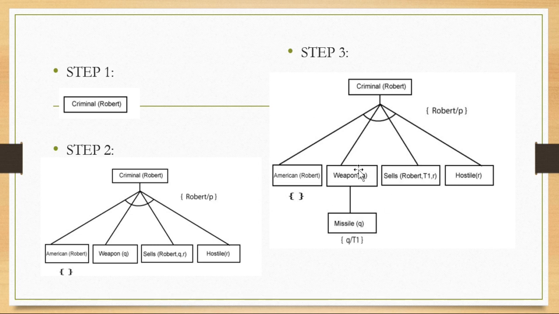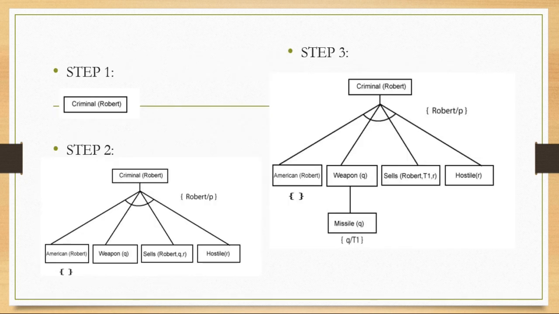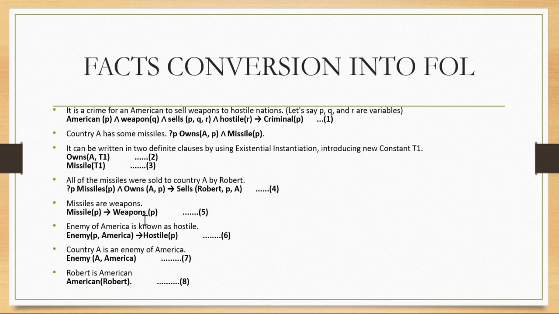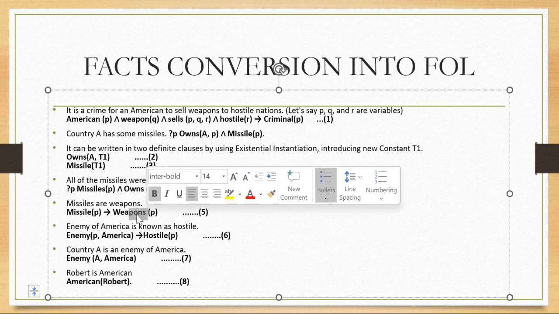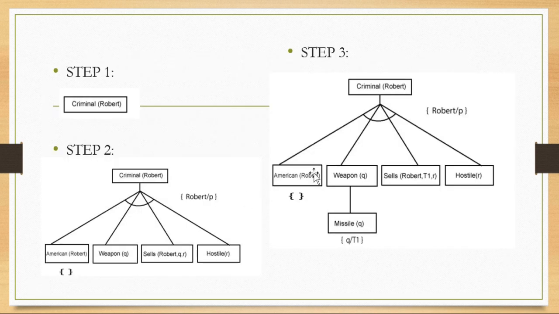Next, is there any single American(Robert) on the right-hand side? No, right? There is no single American(Robert) on the right-hand side. Next we check for Weapon. Is there any single Weapon? Yes, Weapon is there. It gives Missile, right? So we update Missile in Weapon. Then we check for Sells, and then we check for Hostile.